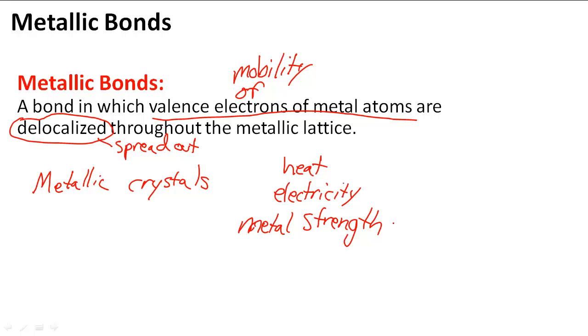And so it's very important to remember that metallic bonds have delocalized, or can spread out, valence electrons, which gives it its properties of good conduction of heat, electricity, and the strength of a metal.